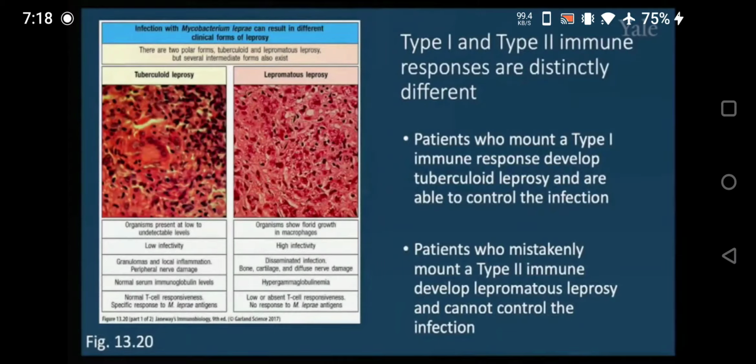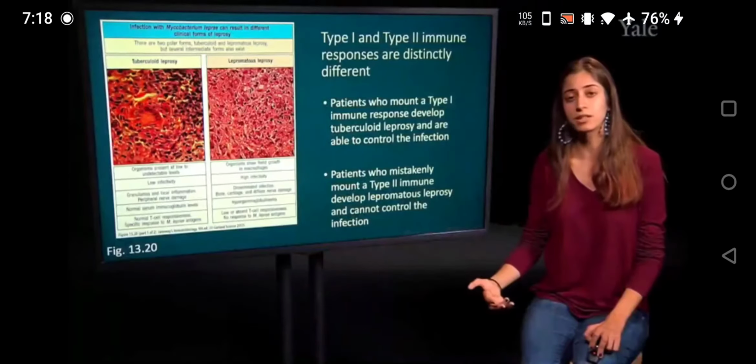So you can see that patients who are infected with this bacteria who mount a type 1 response develop a disease called tuberculoid leprosy. You can see here on this side of the graph that in those patients, the organisms or the bacteria are present at low levels. They have low infectivity in the host. There's granulomas and local inflammation, which we'll talk a little bit about later, as well as peripheral nerve damage. But there's normal serum Ig levels and normal T cell responsiveness. So these patients typically do well when they're infected with the bacteria.